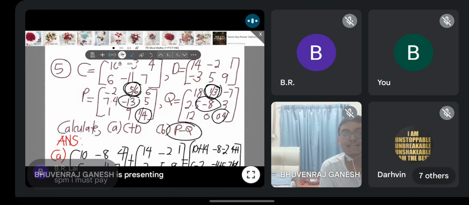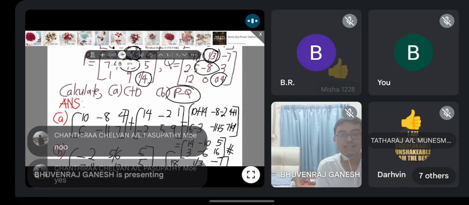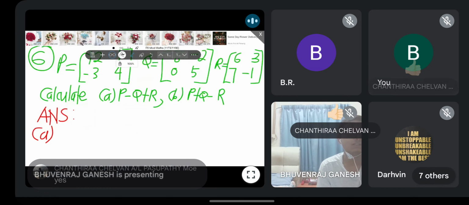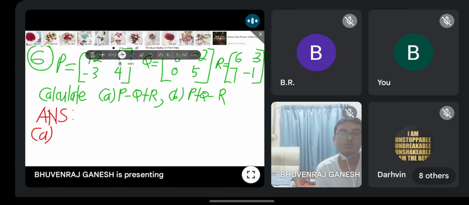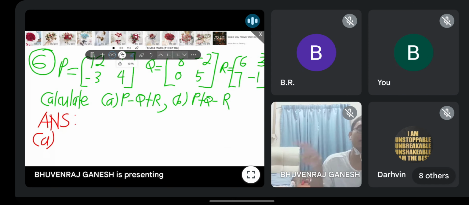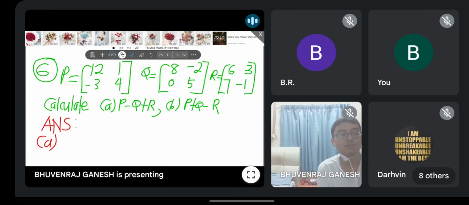Okay, understand guys? Up till now, can you put if you understand the question here? Can, so we continue. Okay, next part. Next part we're going to involve three matrices now, to do the addition and subtraction. Addition, subtraction, I combine in one question. Okay, so can you all do this now? Part A, P minus Q plus R.